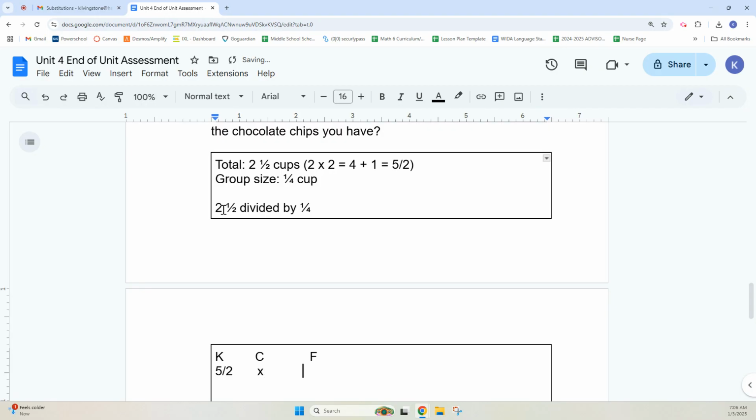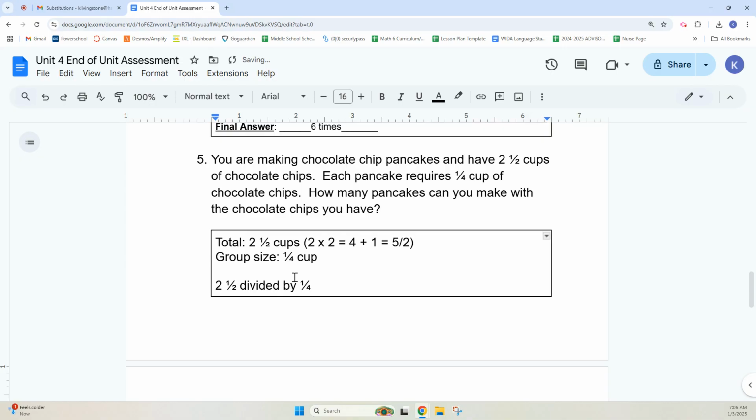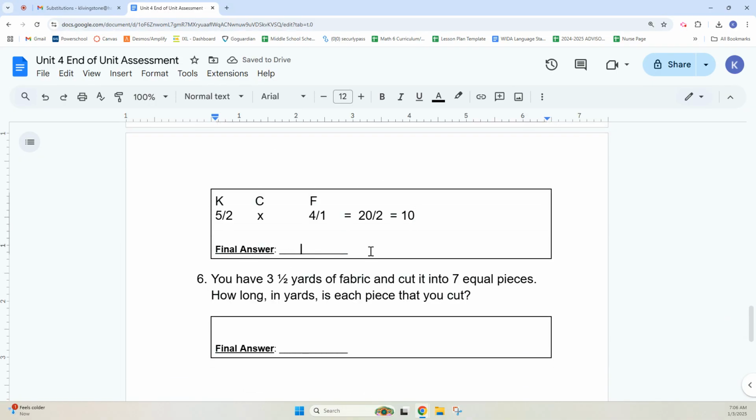Change to multiplication. Flip 1/4. 1/4 becomes 4/1. Now let's do out our multiplication. 5 times 4 is 20. 2 times 1 is 2. And then 20 divided by 2 would be 10. So how many pancakes can we make? We can make 10 pancakes.